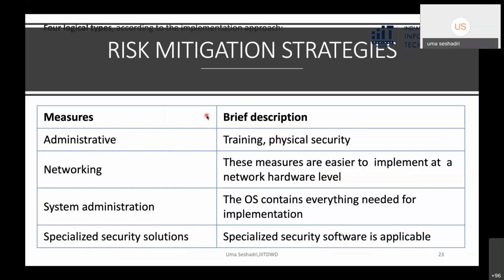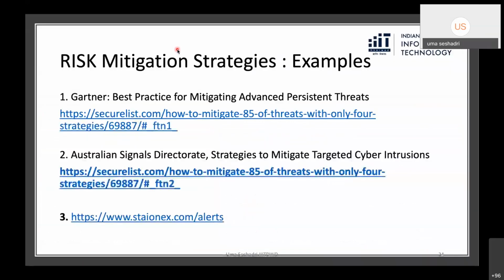So you can also have those. So you have various ways in which you can mitigate the risk and define the strategies. There are certain examples given here. Please go through them. If you have an advanced persistent threat, how do we define it? How do we mitigate it? There are certain best practices given by Gartner. You can go and check.